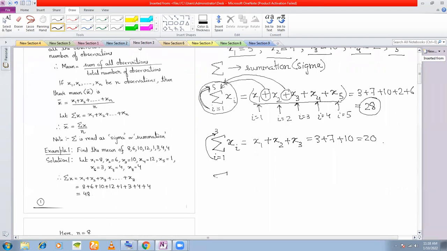Similarly, if I give you summation i is equal to 1 to 4 xi.